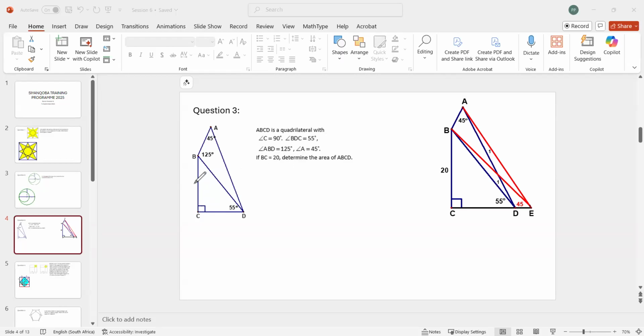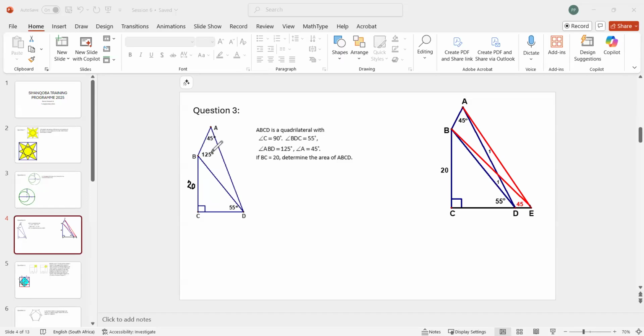It's given that BC is 20. Okay. I have to admit that I took some time to solve this problem because there are different ways of doing it. But there is definitely constructions involved. You can't solve this problem as it is. You are asked to find the area of this quadrilateral, ABCD.